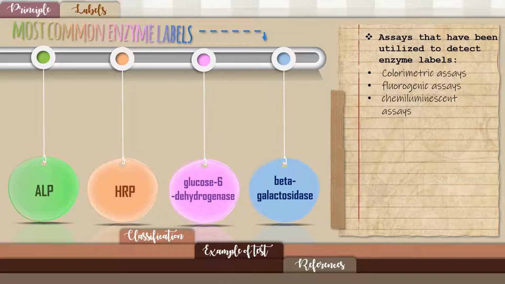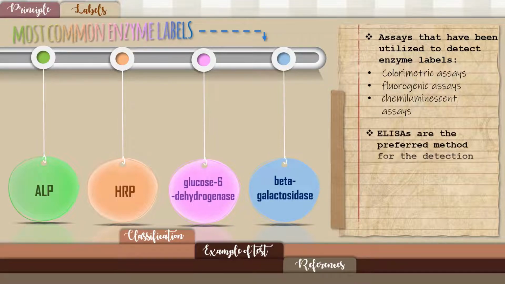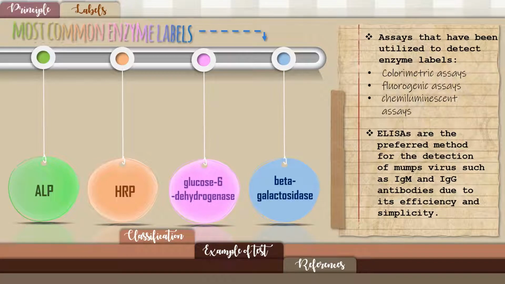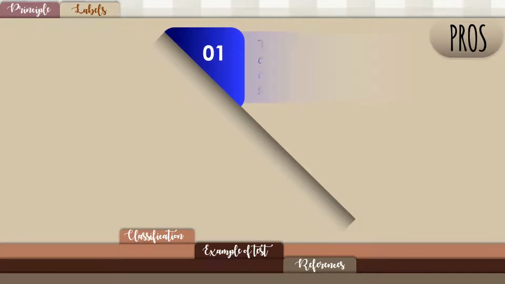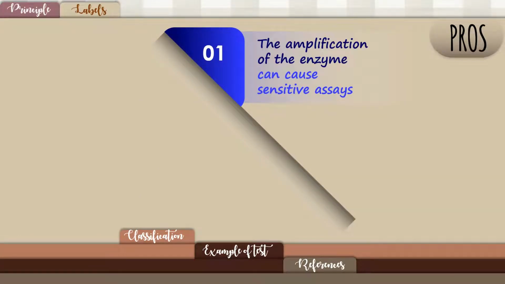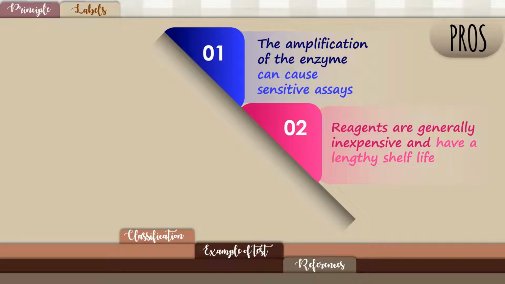Standard enzyme-labeled immunoassays, which are ELISAs, are the preferred method for the detection of mumps virus IgM and IgG antibody due to their efficiency and simplicity. There are pros of using enzyme labels. For example, the amplification action of the enzyme can cause sensitive assays. Second, reagents are generally inexpensive and have a lengthy shelf life. As a result, a range of enzymes can be employed as labels.